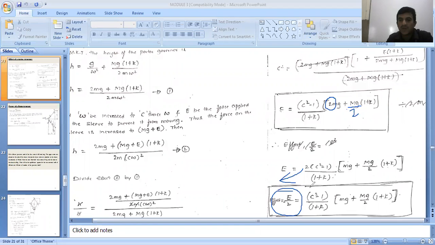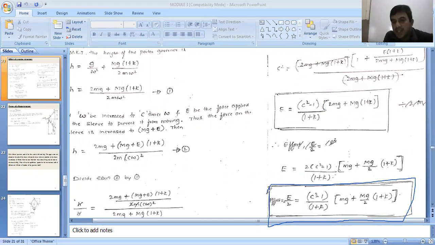E by 2 is equal to, this is the equation you should remember. Effort is equal to E by 2, that is equal to c square minus 1 whole divided by 1 plus k, inside the bracket small mg plus capital Mg divided by 2, 1 plus k. If you consider friction, you go for plus or minus in that mg term. Just change here mg, it is equal to what?